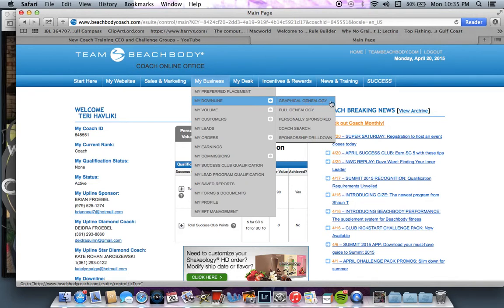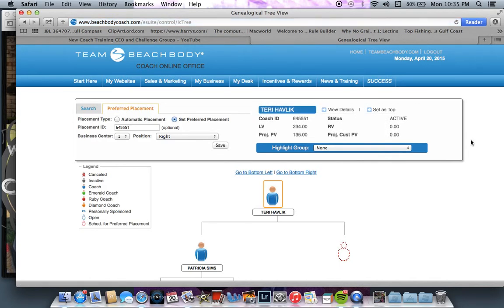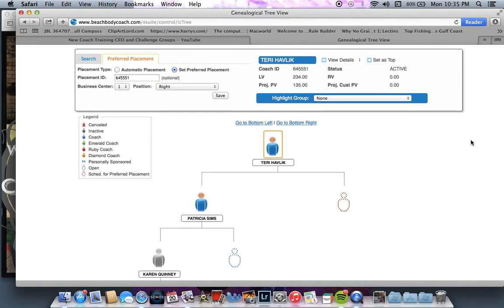The first one I like to look at is graphical genealogy, because this is a visual, and I'm a visual person. I like to actually see the sides and see the placement, and I can get a better picture in my mind. So first of all, I want to tell you that I am signed in under Terry's name. Terry is a newer coach, and so I wanted to show you what it looked like without having a lot of things on both sides.